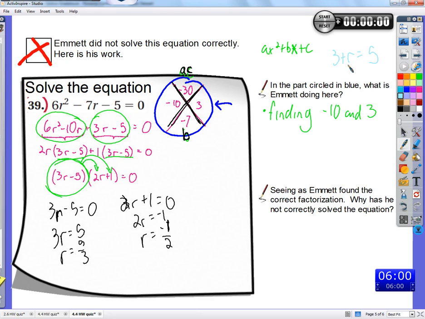The idea that we could use these fairly basic ideas, take something that seems so complex or complicated, and boil it down to simpler and simpler until you just have to divide both sides by 3 and find out r is 5/3. And now we found this number, that if you plug it in and you square it, and you multiply it by 6, and then you multiply it by -7, you add those together, you subtract 5, you'll get 0.